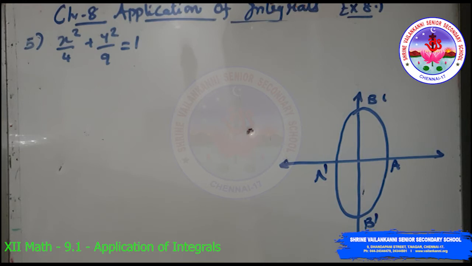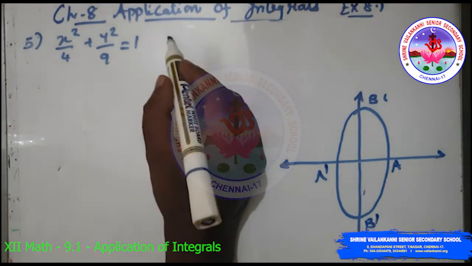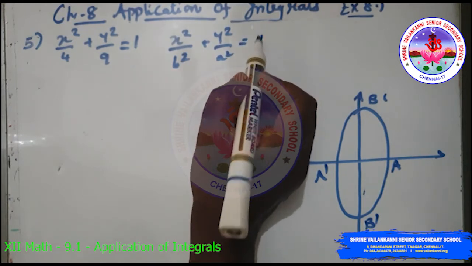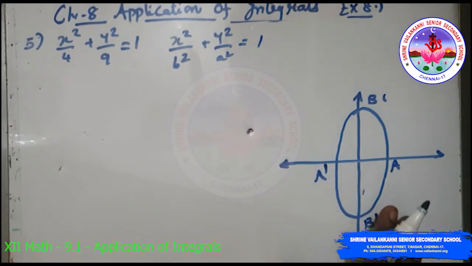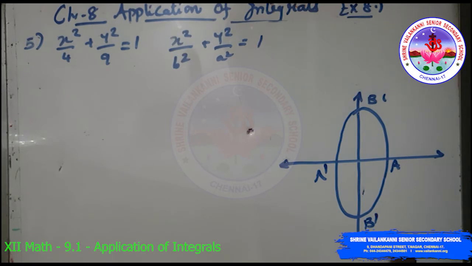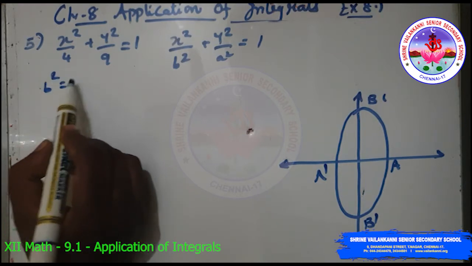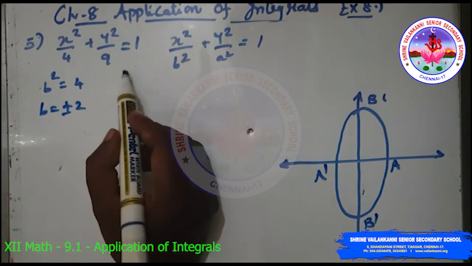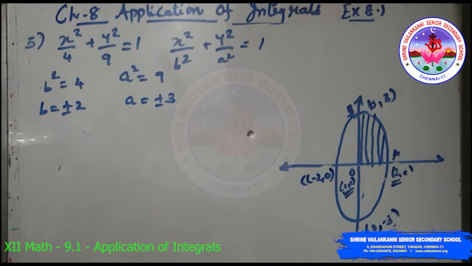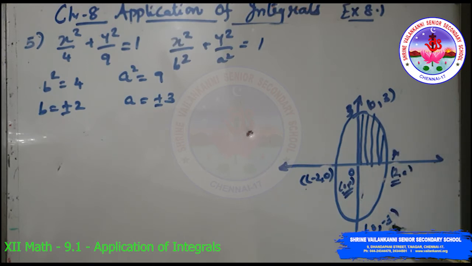Fifth question, find the area of the region bounded by the ellipse x square by 4 plus y square by 9, which is equal to 1. So it is in the form of x square by b square plus y square by a square which is equal to 1. Here this represents the vertical ellipse, that is whose major axis is along y axis and the minor axis is along x axis. Here b square is 4, so b is plus or minus 2 and a square is 9, a is plus or minus 3. So here the coordinates are (2, 0) and (minus 2, 0), (0, 3) and (0, minus 3).